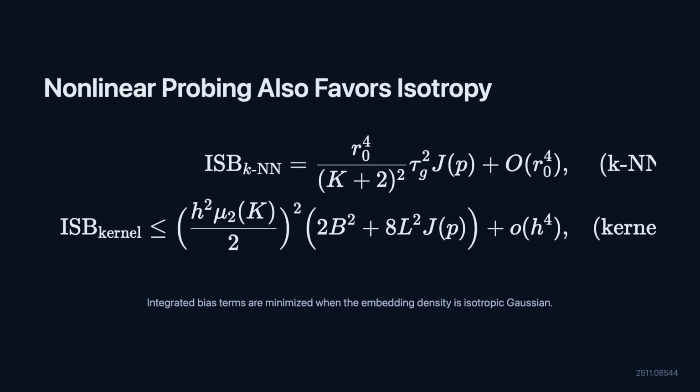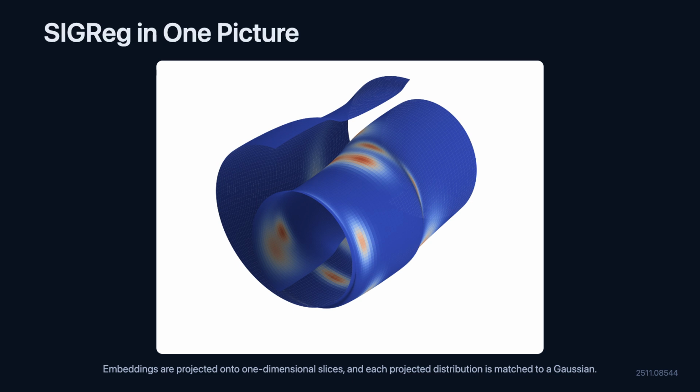To enforce that target distribution, the authors introduce sketched isotropic Gaussian regularization, or SIGReg. Instead of estimating a full high-dimensional distribution directly, SIGReg samples many one-dimensional directions through the embedding space. Along each direction, it compares the projected embeddings to a one-dimensional standard Gaussian. If enough directions match, then the full distribution is constrained toward the desired round Gaussian shape.